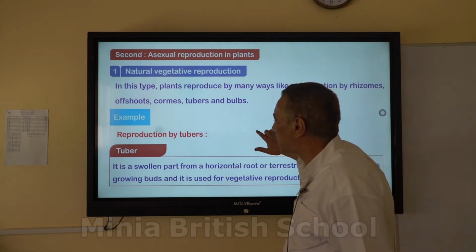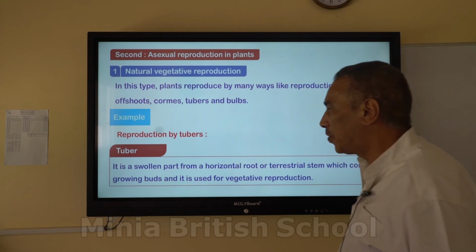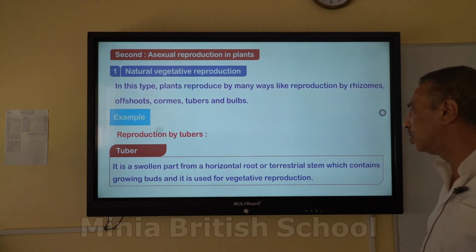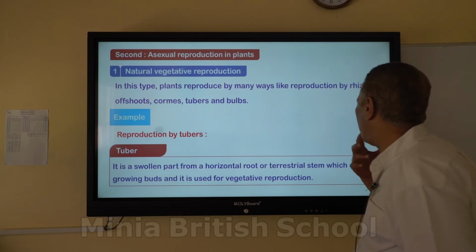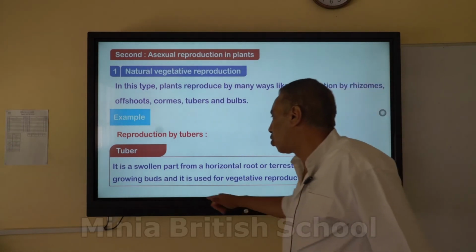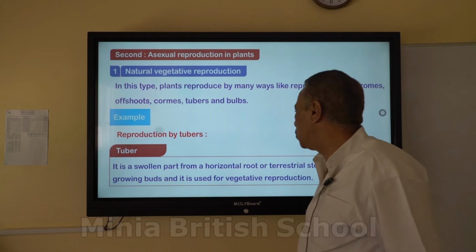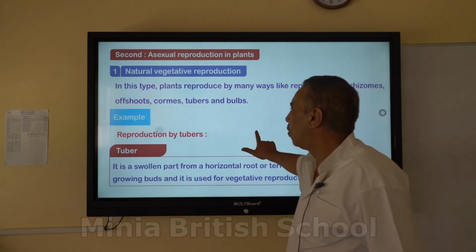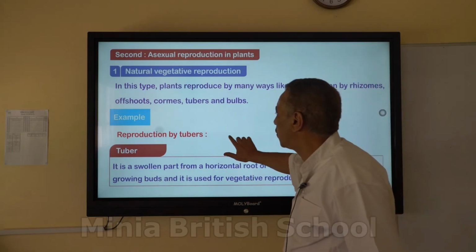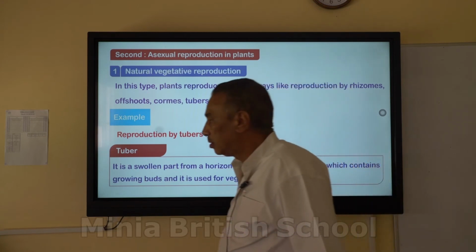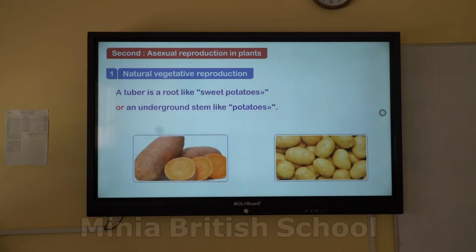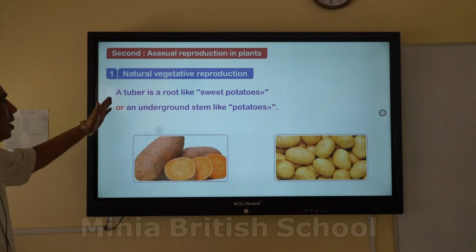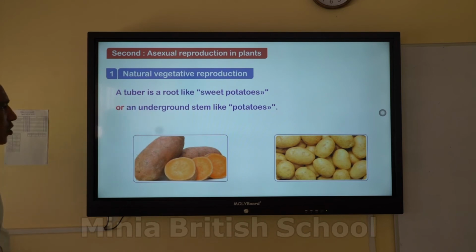Example: reproduction by tuber. What is the tuber? It is the swollen part of a horizontal root or terrestrial stem, which contains growing buds, and it is used for vegetative reproduction. For vegetative reproduction, we have different types. Asexual reproduction in the flowering plant, number one, is natural vegetative reproduction.